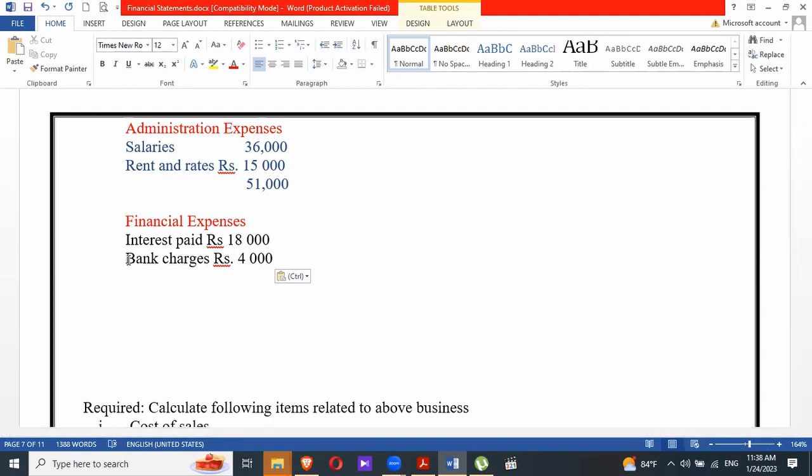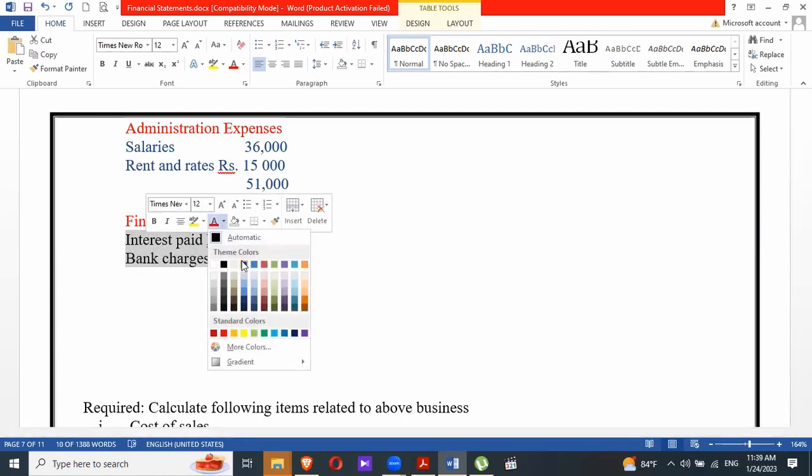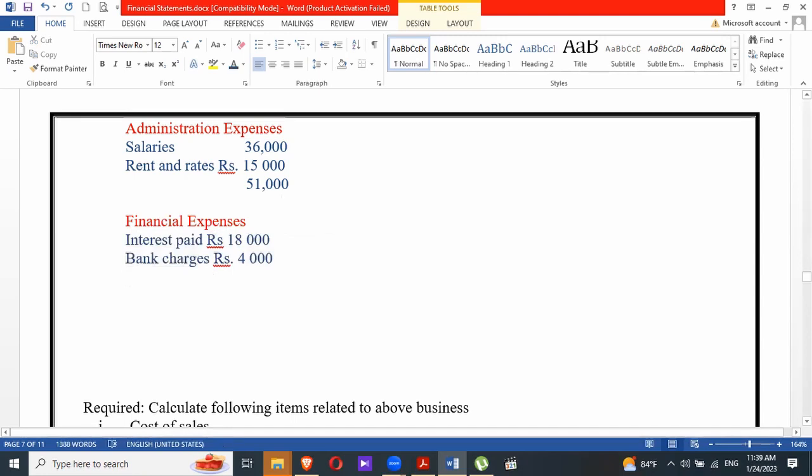Under financial, interest paid and bank charges only two, right? So total you can take 18 plus 4, 22,000 is the total of the financial expenses. That is, it should be 24,000. You can write like this.